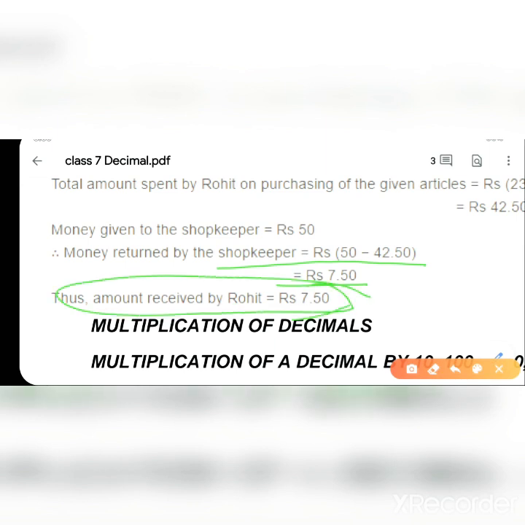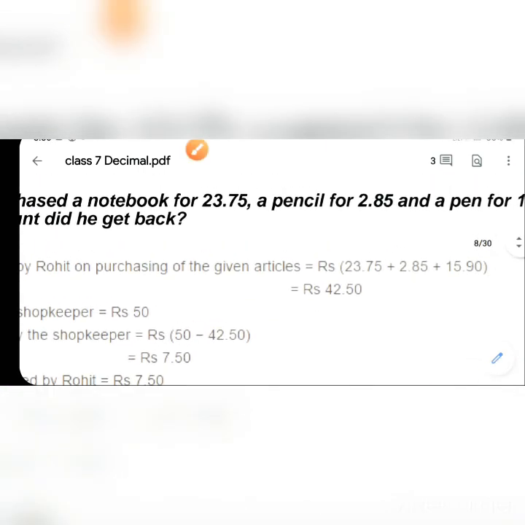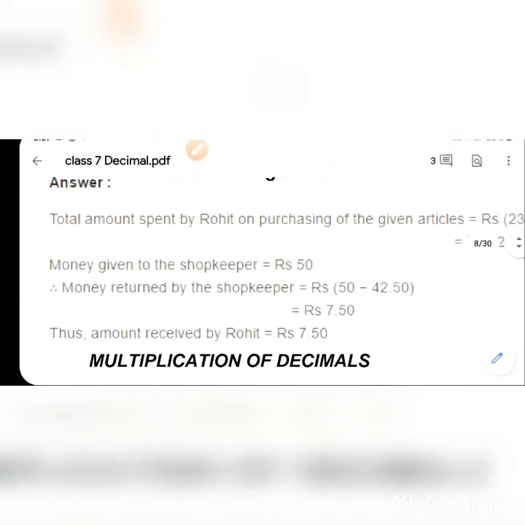Simply add the total expense, that is 23.75, 2.85, and 15.90, and the sum would be subtracted from 50, which is the amount given by Rohit to the shopkeeper, and then 7.50 is the amount received by Rohit.